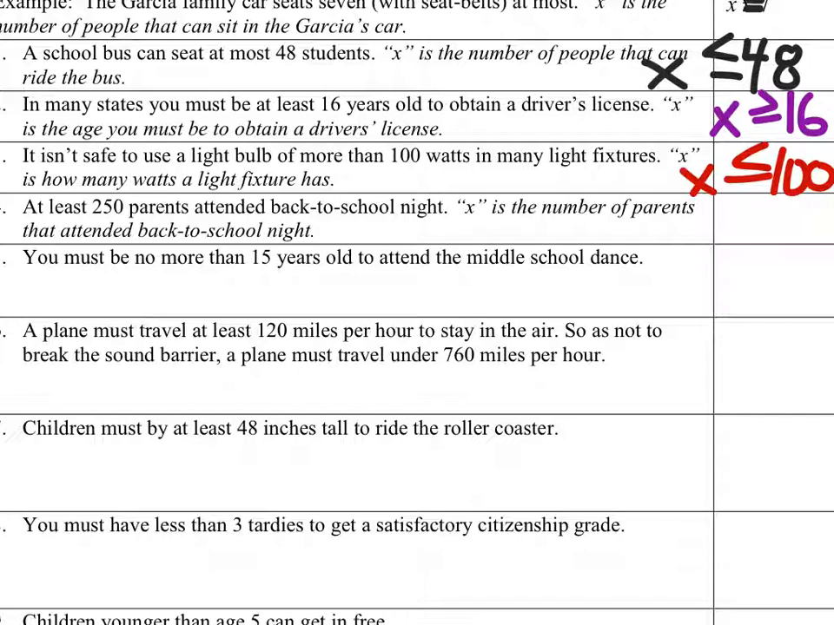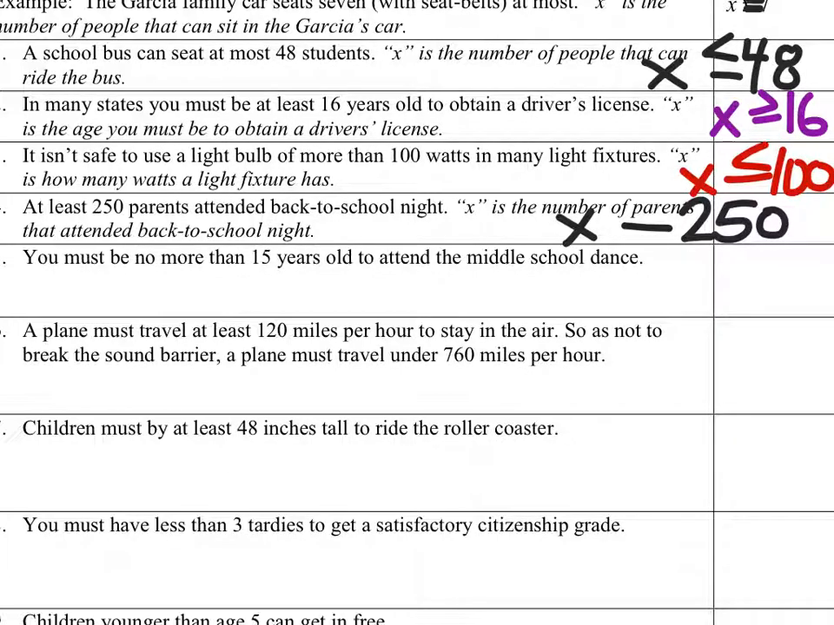At least 250 parents attend back to school night. X is the number of parents that attended back to school night. So it says at least, so the number of parents that actually went is X. And then it tells us it's in comparison to the 250. Now, since it's at least, does that mean that you could have 250 parents attend? Yes, you just can't have it under it. That is correct. You can have equal to 250, but it says at least, right?